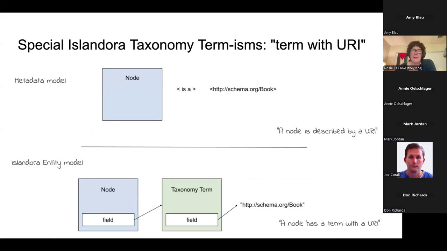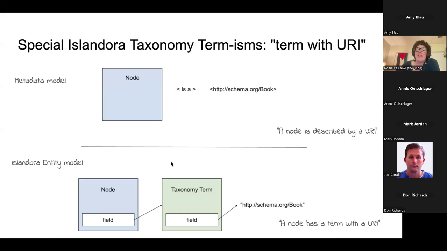Okay, now I want to explain this Islandora-ism, which is term with URI. So if we want to say, like on the top here of this diagram, that my node is a schema.org/book, and read that a little bit more generically than strict RDF, like has type schema.org/book. So this node is described by this URI somehow. That's what we want. That's our goal. That's what we're trying to get to.